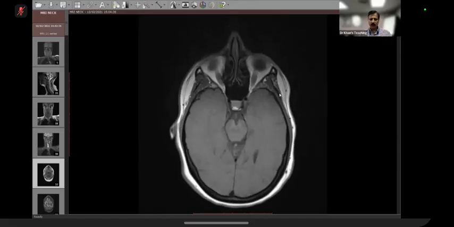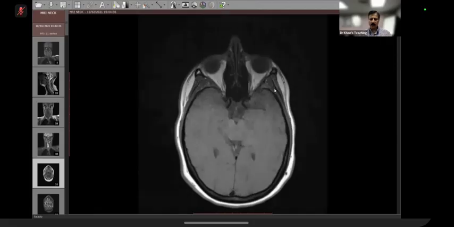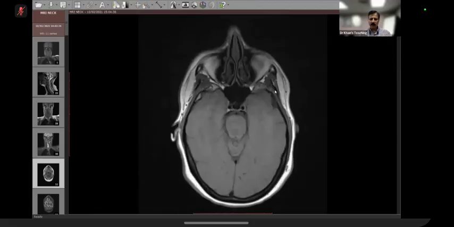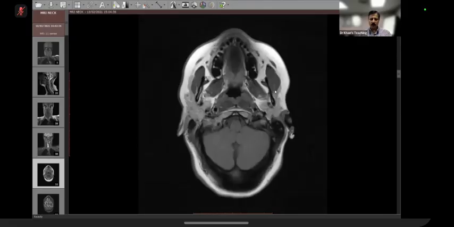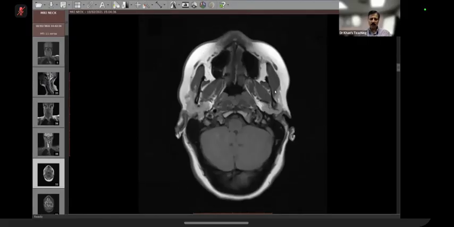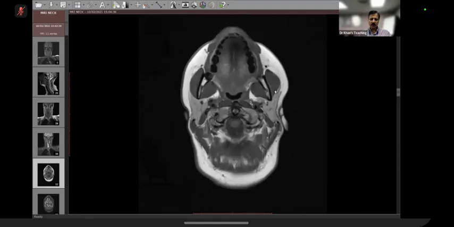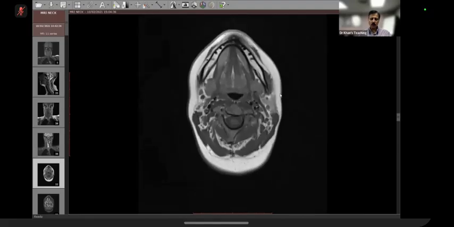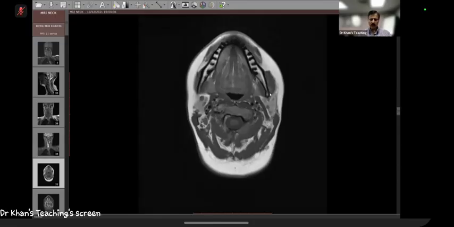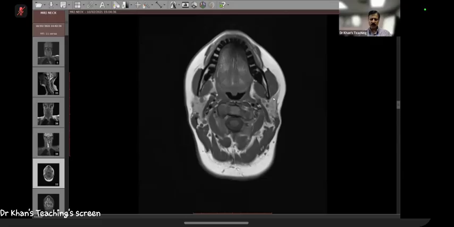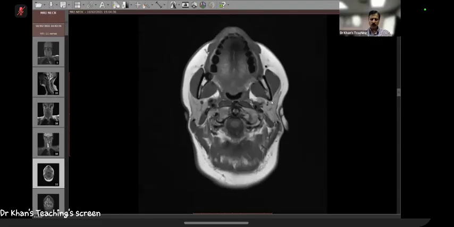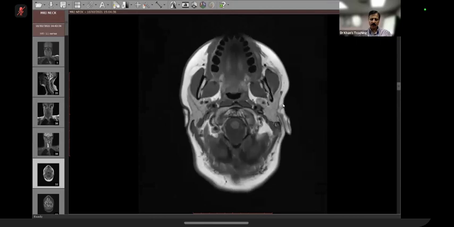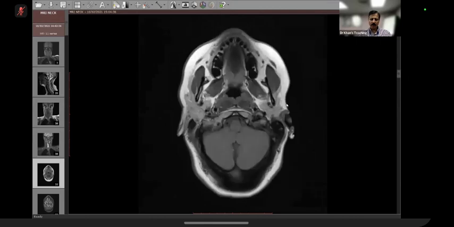Now, if I go superiorly, you know, there is a muscle here. So this muscle has to be the temporalis muscle. So this was the masticator space. Here, we can also cover the parotid space. Now, this is the mandibular condyle. Posterior to that, this thing is the parotid gland. And in the parotid gland, there is a vein here, which is the retromandibular vein.